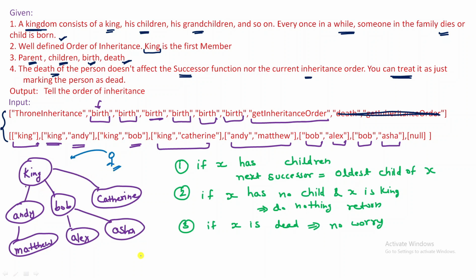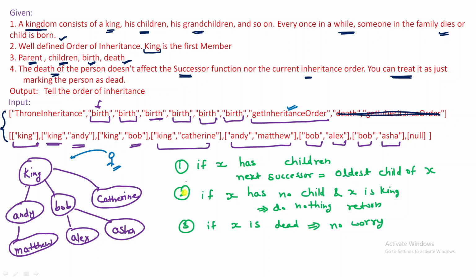So how will the king tell this order of inheritance? For this there are basically some rules, based on which this order of inheritance can be told. According to the question, in simple terms, these are the rules based on which we can tell the inheritance order.